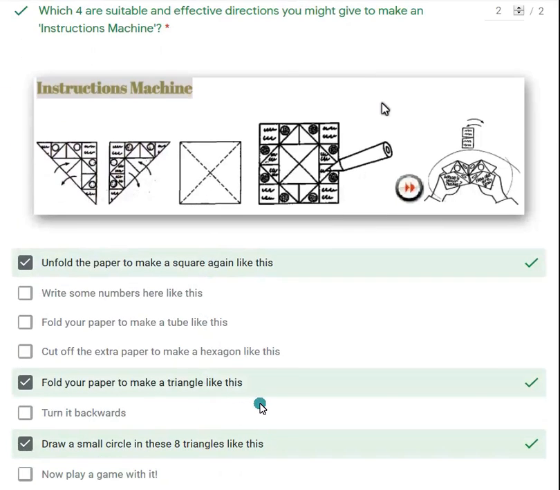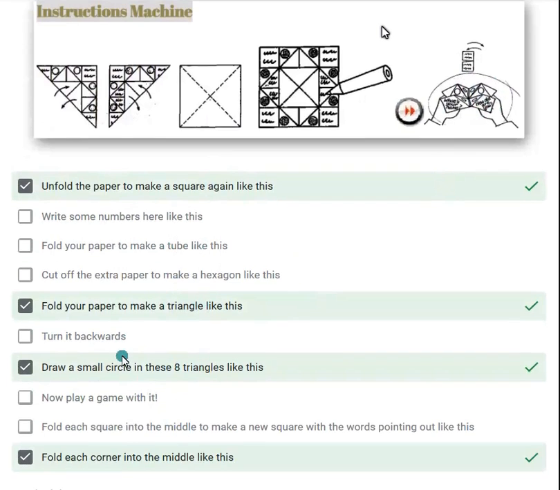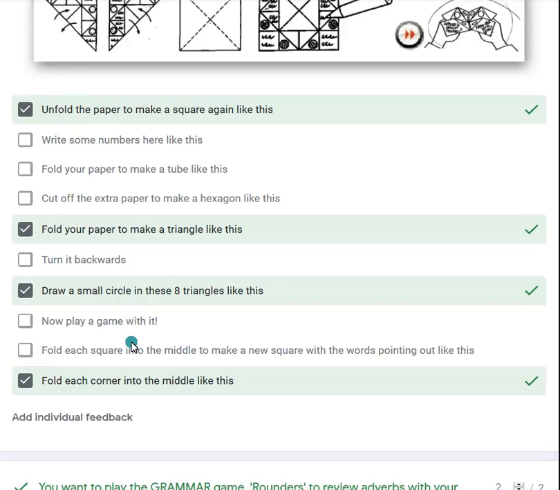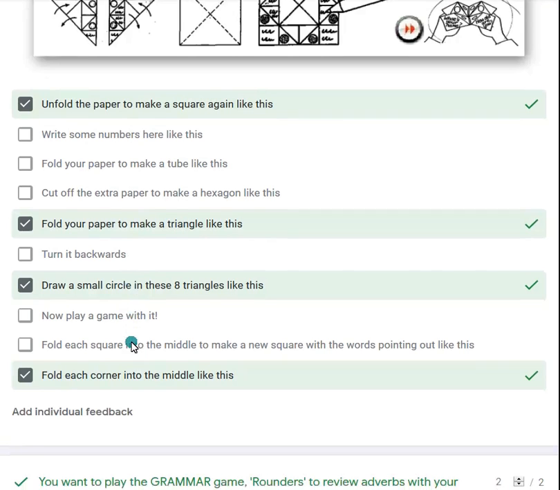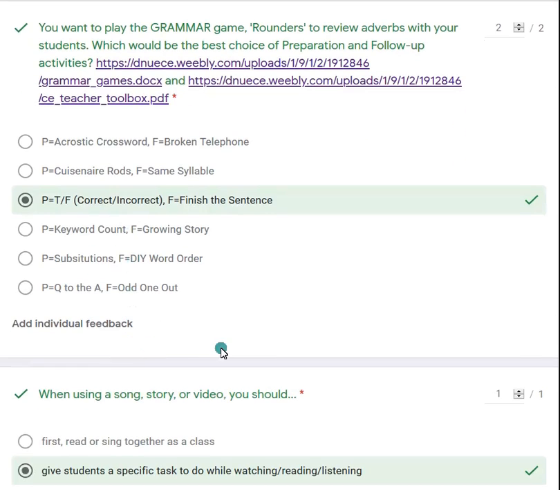Instructions machine. I think some of you didn't look carefully at what these things are, and that's why you might have chosen other ones. Turn it backwards, as I explained, is not good English. So turn it over, turn it around, turn it upside down would be better. Right, and this one's tricky. You have to think about it, but that's why it was 2 points.